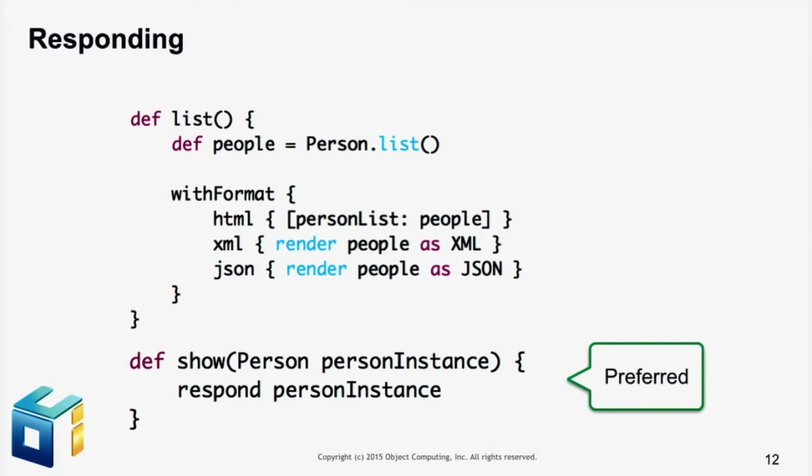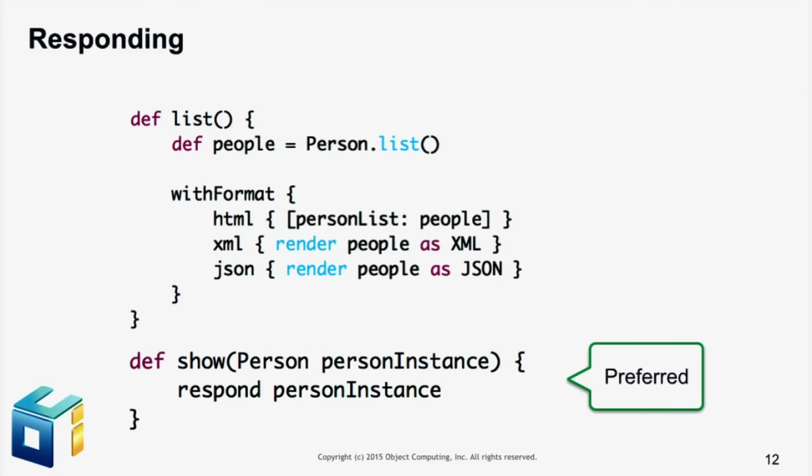So when that first line inside the withFormat block, the one that says HTML and some code, executes, a map is returned, and that'll cause the list.gsp to be rendered. This map represents the model that will be available inside the GSP. So inside the GSP, if I refer to the personList variable, its value is whatever was returned from Person.list up at the top. If we're generating an XML response, so if the accept header was application/XML, then the XML block gets executed, and we're rendering people as XML. We'll talk more about converters in just a minute, but that's a way to represent a list of something as XML. You can say render list as XML, and you end up with an XML representation of the data in that list.